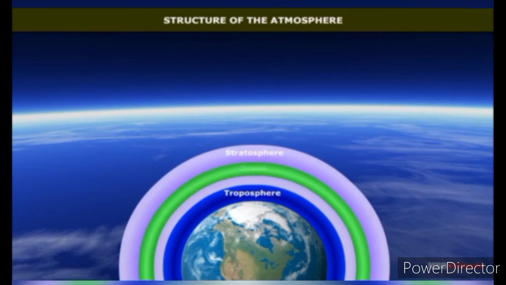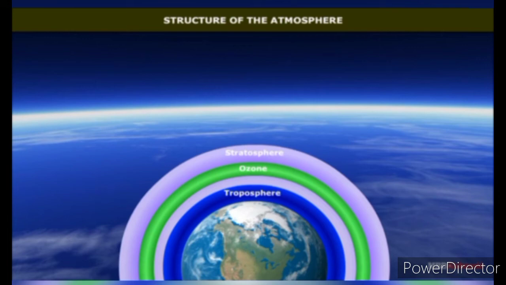The stratosphere is the second layer from the bottom and extends up to about 50 kilometers from the surface of the Earth. There are no clouds and practically no water vapor or dust particles in this layer. The temperature in this layer rises from about -60 degrees at the base to about 0 degrees Celsius at the top.